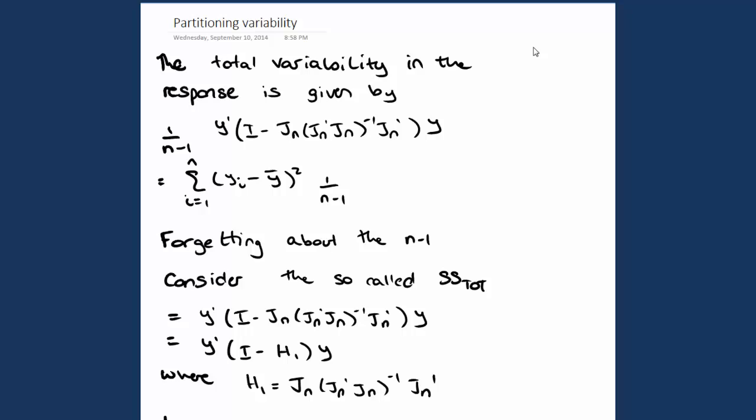But I wanted to talk about partitioning variability. So let's go through basically what is going on in the introductory lectures, but let's go through it in a much more deep way using the linear algebra.